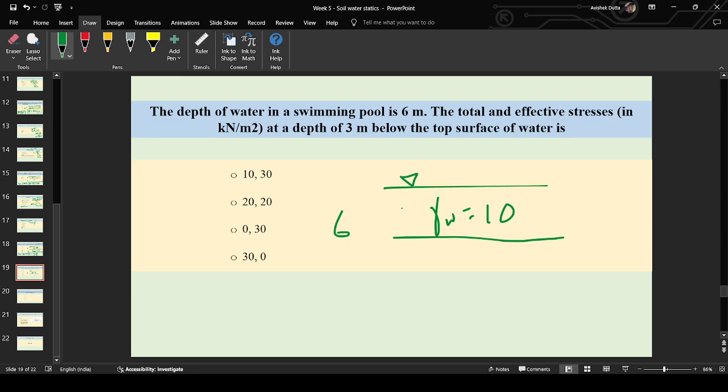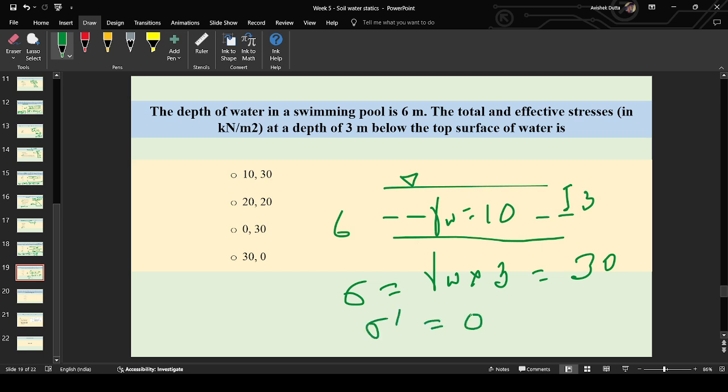Okay, so we have to find out at a depth of 3 meters. This is 3 meters. Up till here, the total pressure is equal to the pressure of the water. So sigma will be equal to gamma W into 3, that is 30. And there is no soil, so effective stress equals 0. So 30 and 0. Clear? Next question.